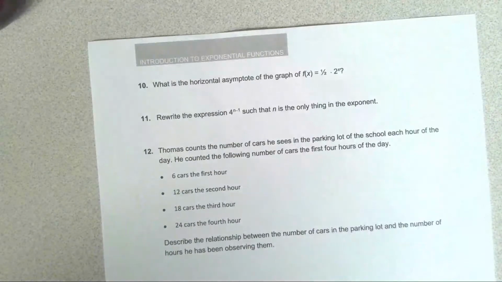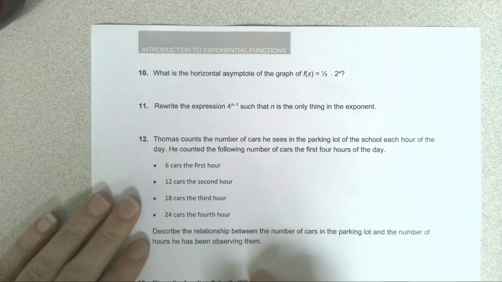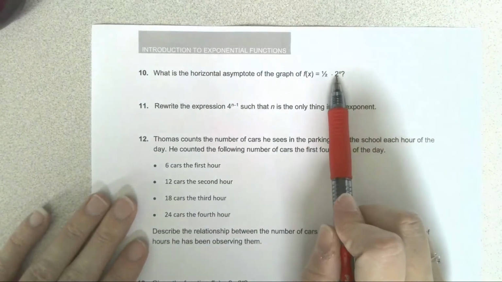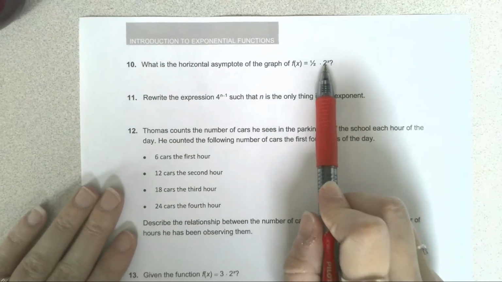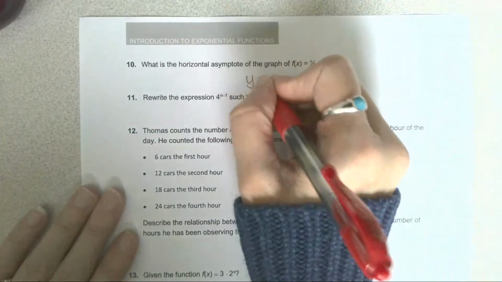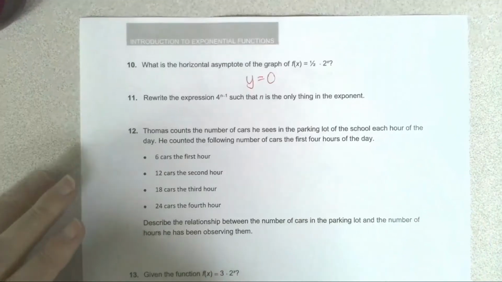All right, 10. What is the horizontal asymptote of the graph f of x equals 1/2 times 2 to the x? We know that the horizontal asymptote of 2 to the x is 0, y equals 0, and multiplying that by 1/2 doesn't change, so this is just y equals 0. The only thing that changes your horizontal asymptote is moving it up or down.